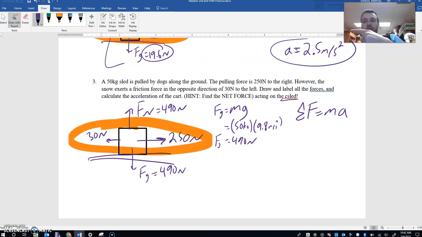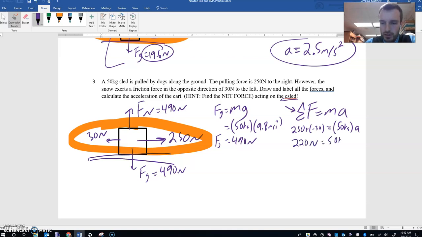We have 250 plus negative 30. Oh, why is it negative? Because it's going the opposite direction. So 250 plus negative 30, and I write it like that because technically this symbol means add up all the forces, right? It's the summation sign from math class, and it means add everything up. So 250 plus negative 30 is 220 newtons. That's going to be equal to 50 kilograms times a. Divide both sides by 50 kilograms. And we get a equals 220 over 50, which is 4.4 meters per second squared.